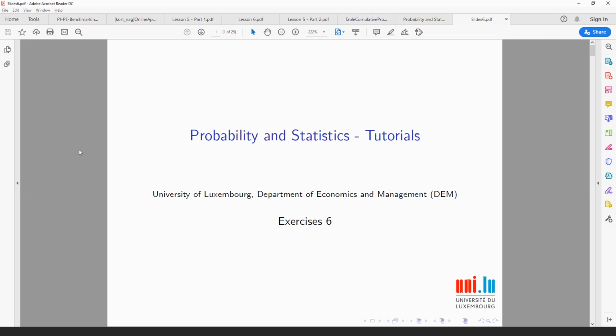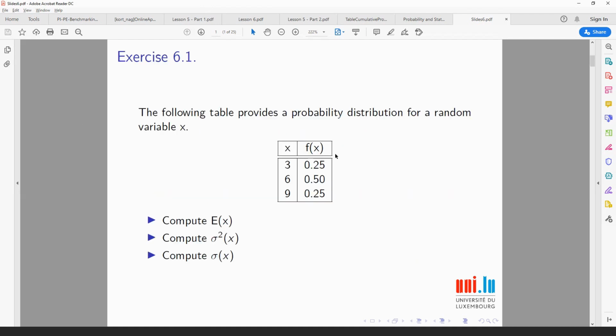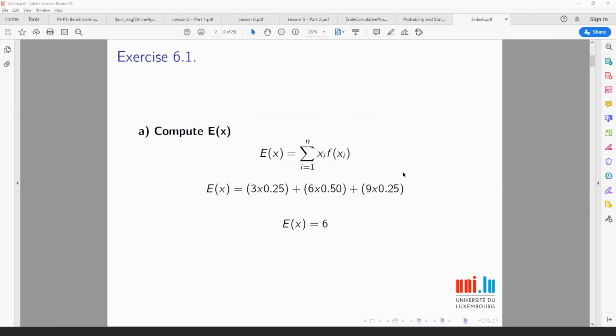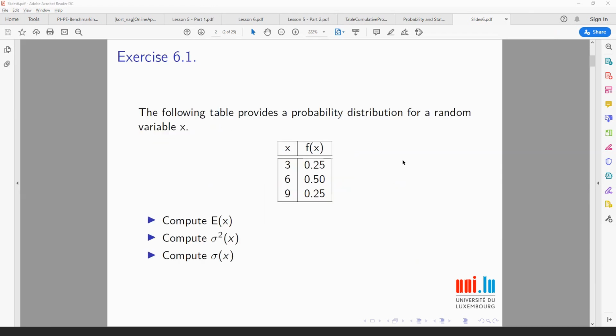Okay, so second, just let me organize my screen. Okay.